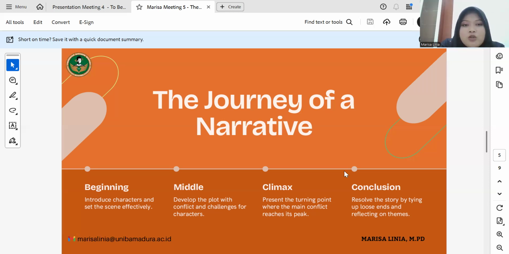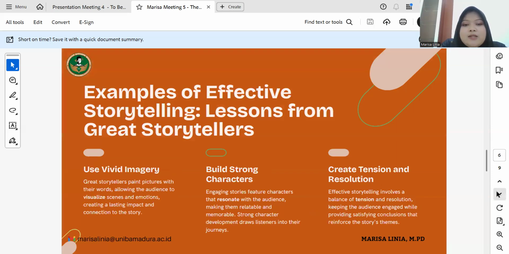Okay, so this is the structure, everyone. Don't forget about the structure. I want you to pay attention to this because if you miss this structure, I believe your storytelling will be boring, or maybe it will make your audience feel confused. All right then, let's move on to the next slides.